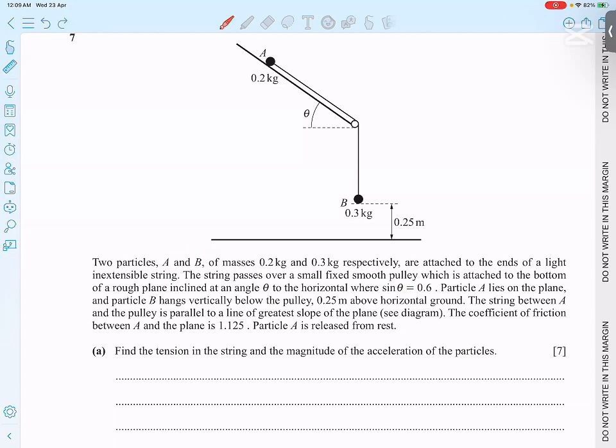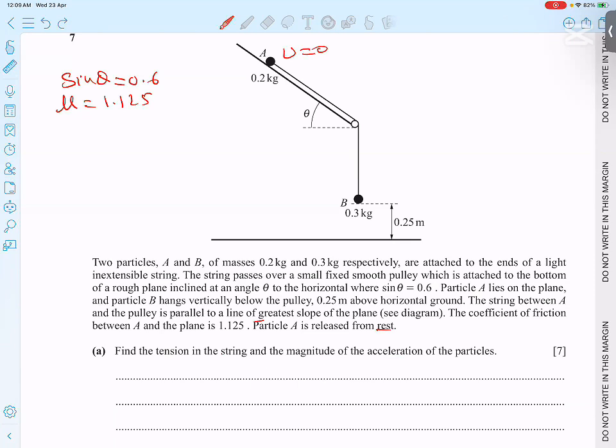Okay, let me write this data. It's very important: sine theta is equal to 0.6. P, the height is 0.25, you can see from here. And further, the coefficient of friction is 1.125, so mu is equal to 1.125. And P starts from rest, so the velocity is 0. We need to find the tension and find the acceleration of the particles.